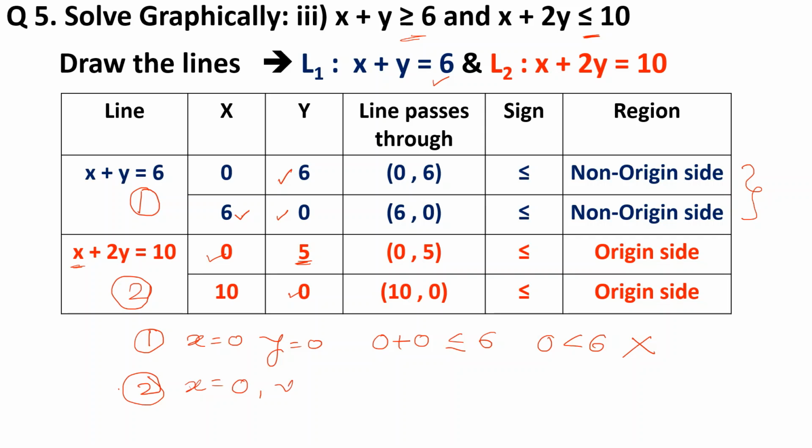Put x is equal to 0 and y is equal to 0 in the inequality. The equation that you have is 0 plus 2 into 0 less than or equal to 10. So what you get is 0 less than 10. Again here 0 is less than 10. Condition is satisfied. So I am considering here the origin side as my set.